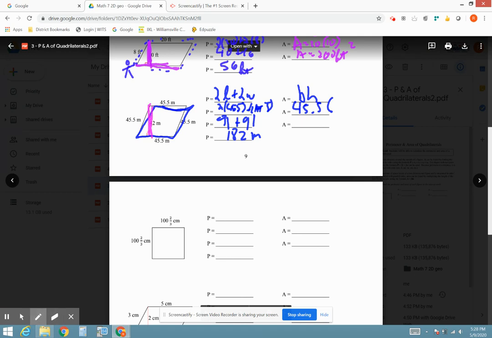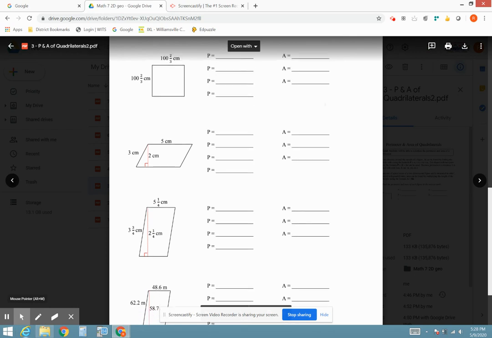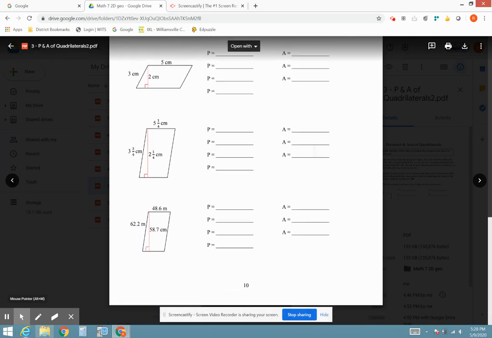The height is 42. So 45.5 times 42 is 1,911 meters squared. 45.5 times 42. Okay, let's see. I think everything else is basically the same. They're just throwing in some fractions on you.